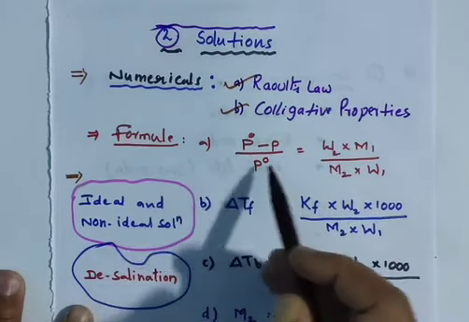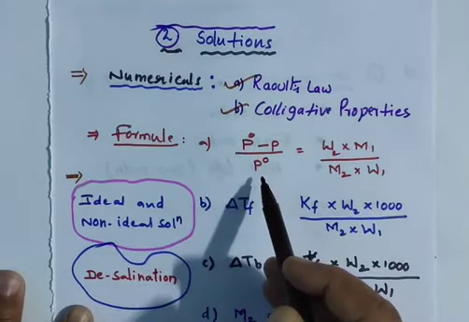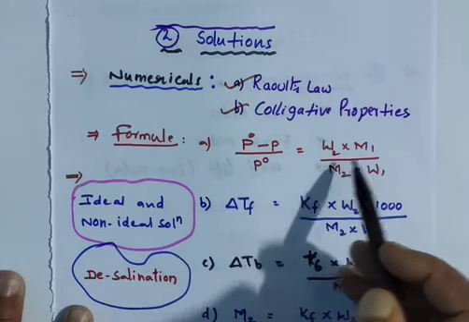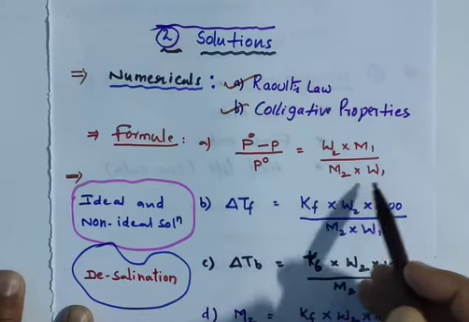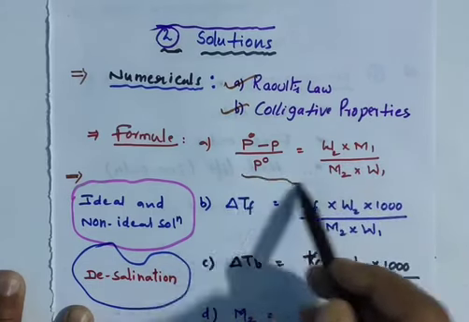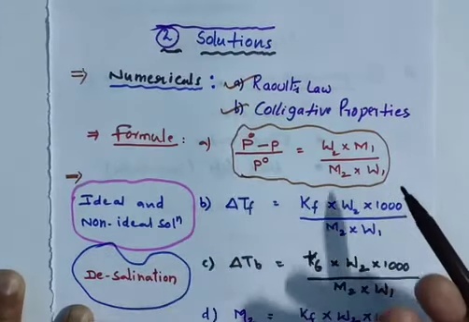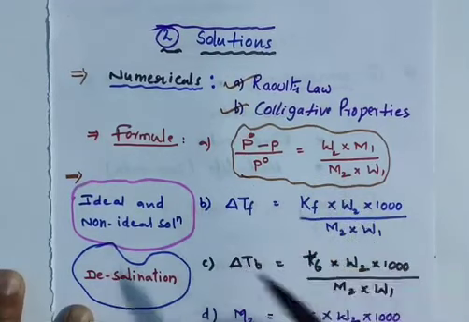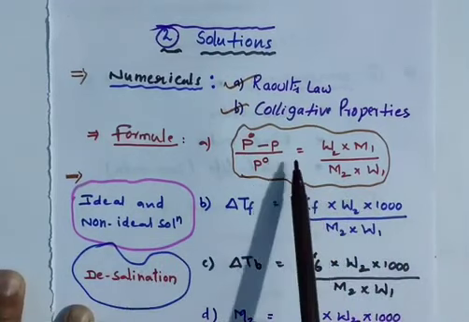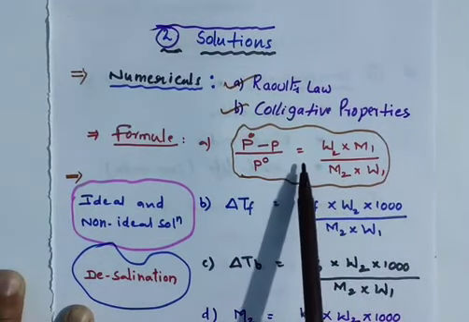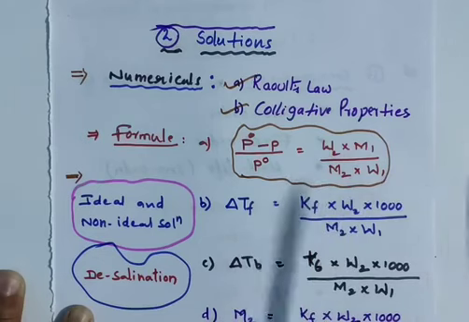Based on Raoult's law, (P0 minus P) upon P0 equals W2 into M1 by M2 into W1. This is the formula you have to use to calculate partial pressure or molecular weight or weight of the substance. If you practice numericals on this, there is a chance to get one.